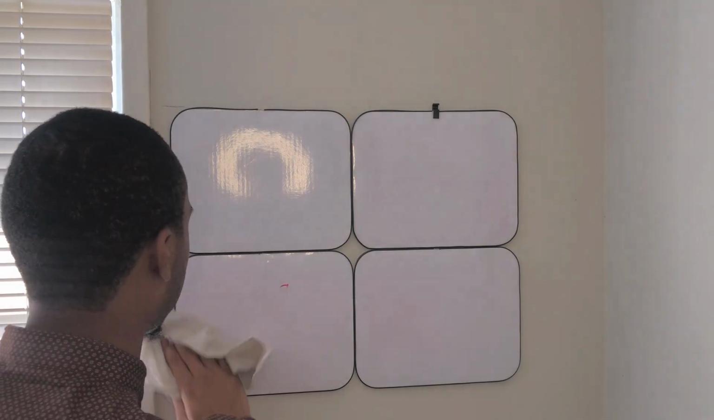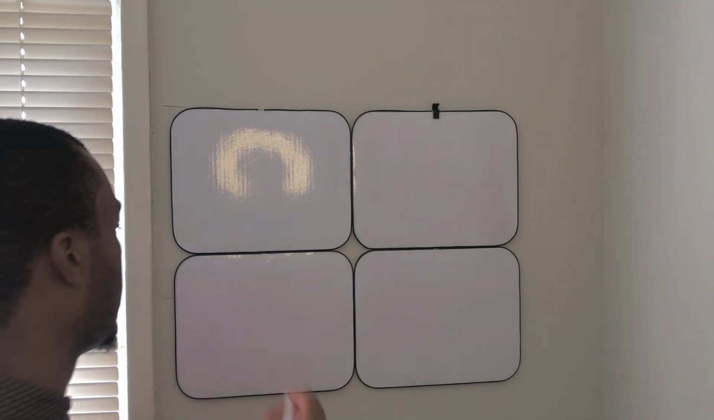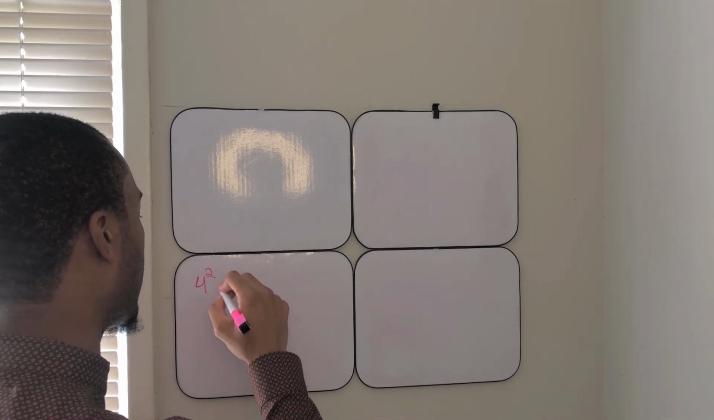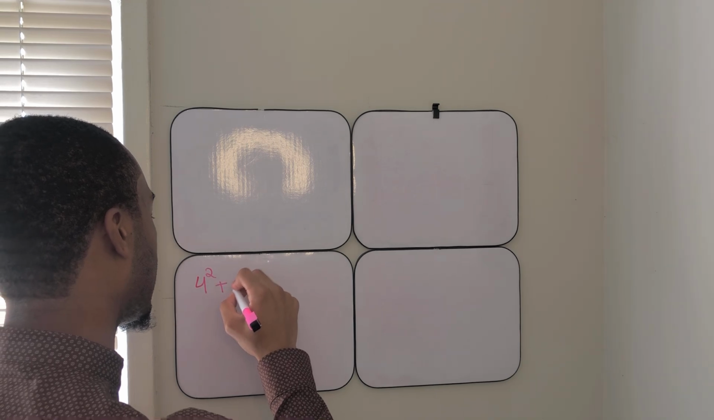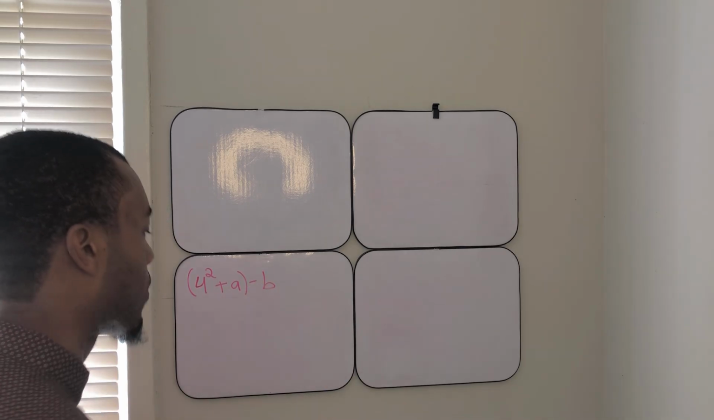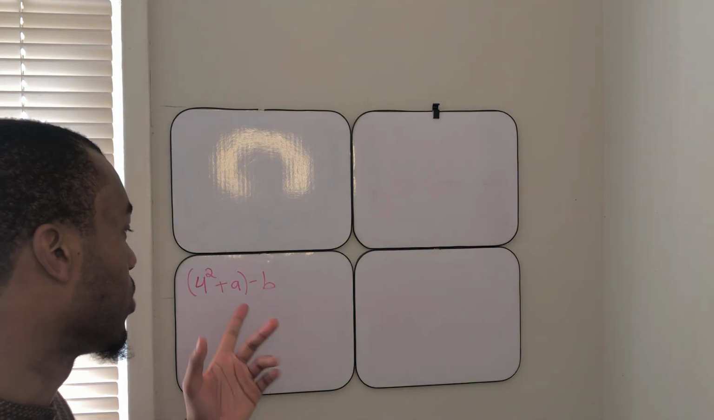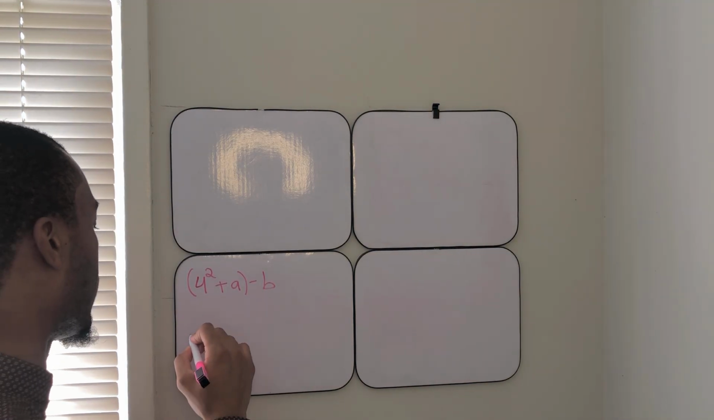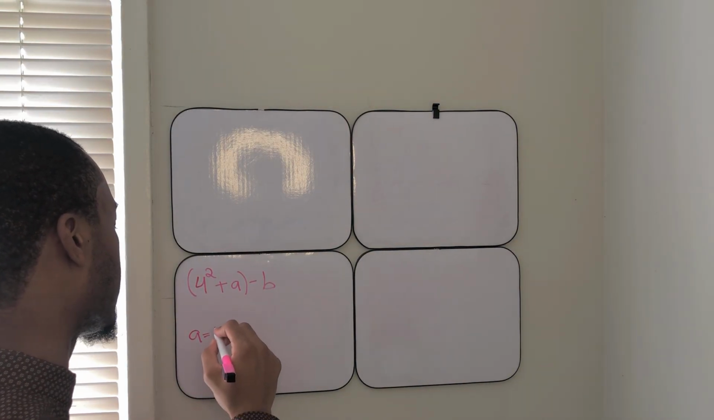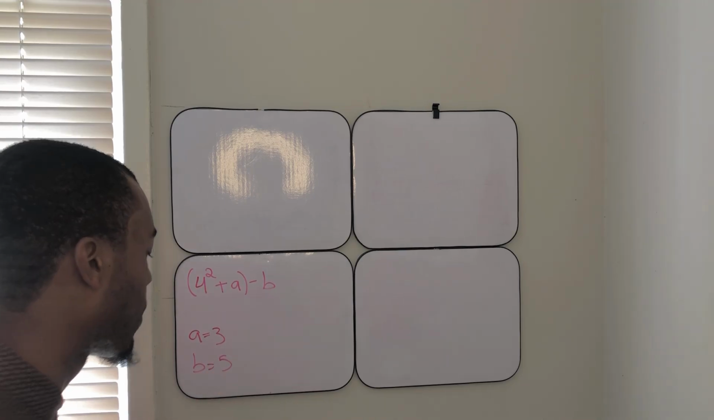But let's do another example. Let's say we have something like 4 squared plus a, and then we'll subtract b. Again, we've got another expression that has some variables, so we need to figure out what these variables are going to stand for. We have to give a value to these variables. So we'll let a be 3, and b is going to be equal to 5.